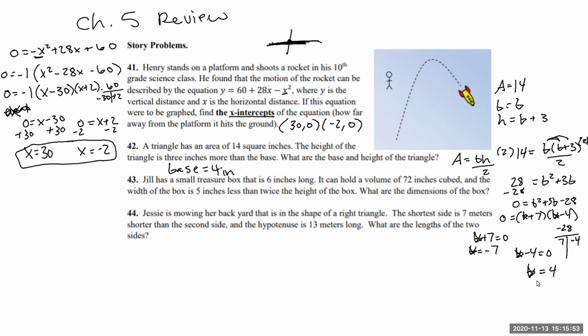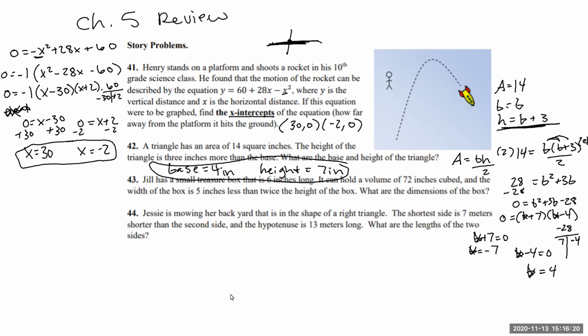Okay, so now what we need to do to find the height is just plug it back into the equation for h. So if we come all the way back up here, it was b plus 3. So b equals 4, so we plug in 4 for b. So 4 plus 3 is going to equal 7. So the height equals 7 inches. And that's our answer for number 42.